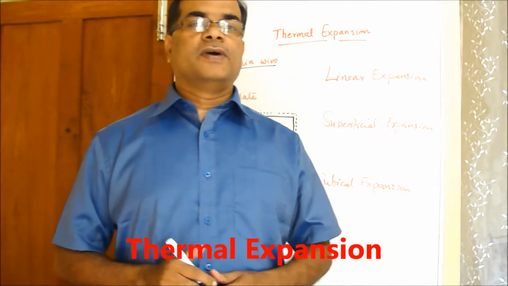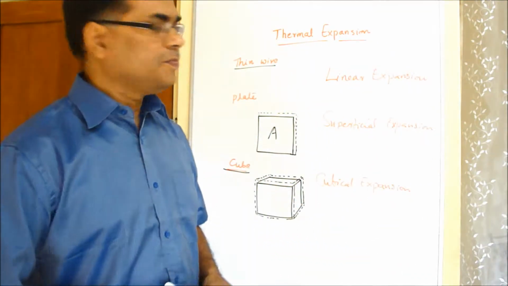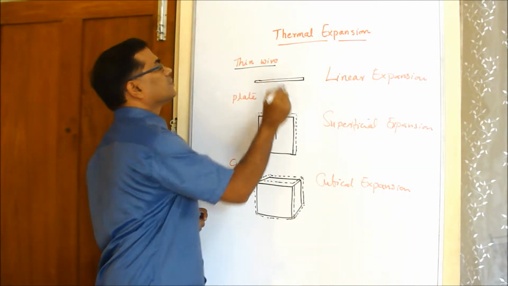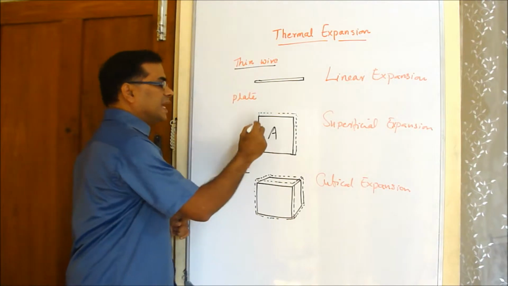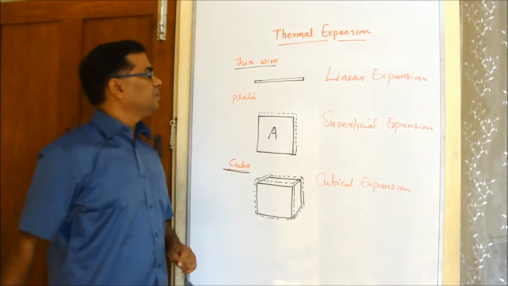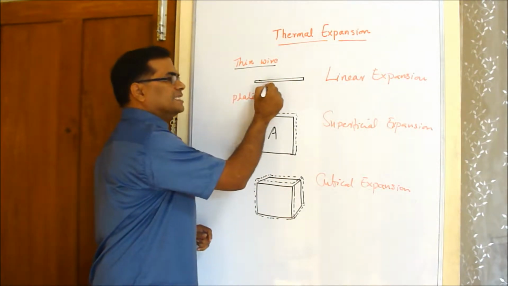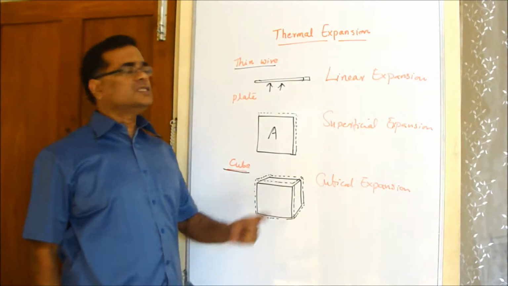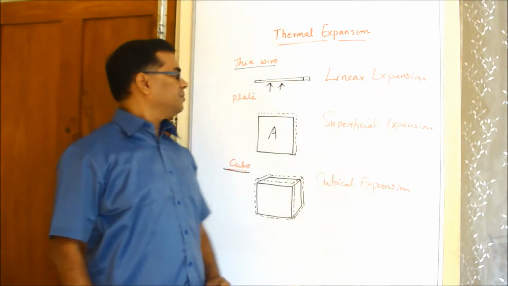Solids can be of different shapes. A thin wire, or a plate, or a cube. When a thin wire is heated, its length increases. This is called linear expansion.